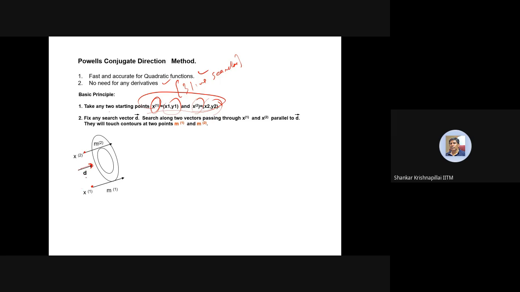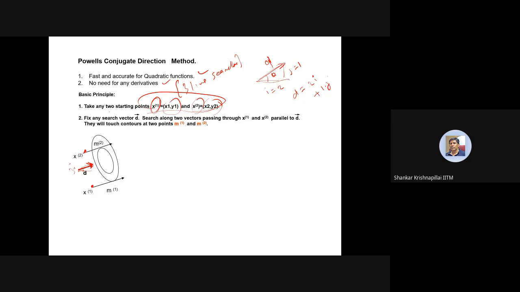So in this particular case, the search direction D is inclined like this, say maybe a 30-degree search vector. So you have to specify a search vector D by giving the i and j values. Suppose i is equal to 2, j is equal to 1. So D is equal to 2i plus 1j. So you just give the direction of the search vector. So the user has to give two starting points, x1, y1, x2, y2, and a search direction.